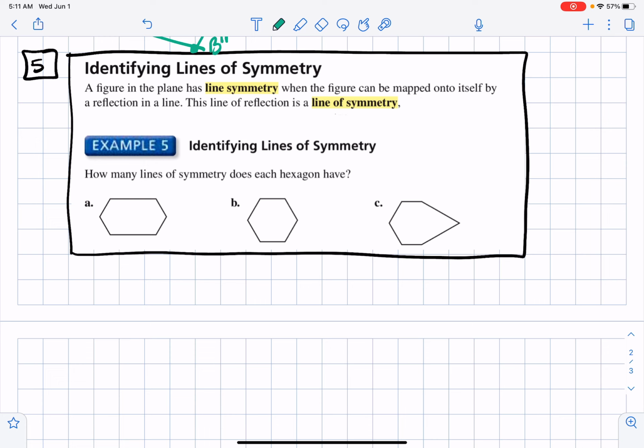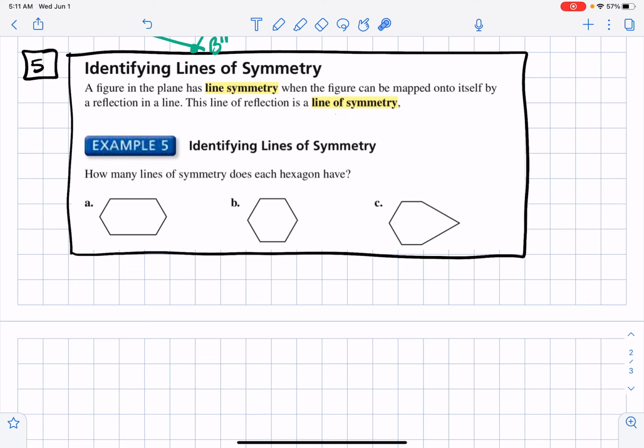Okay, lastly, in box number 5 here, we're identifying lines of symmetry. So a figure in the plane has line symmetry when the figure can be mapped onto itself by a reflection in a line. And of course, the line of reflection is called the line of symmetry. So let me give you an example of what this means. So how many lines of symmetry does each hexagon have?